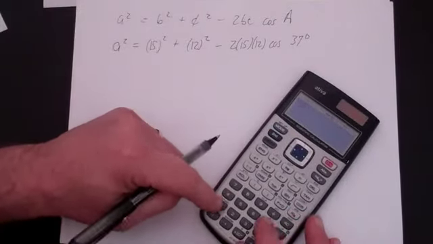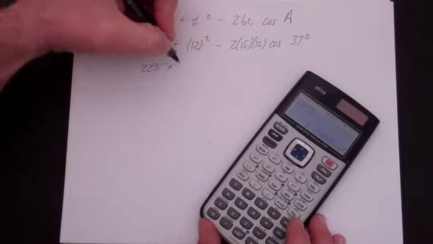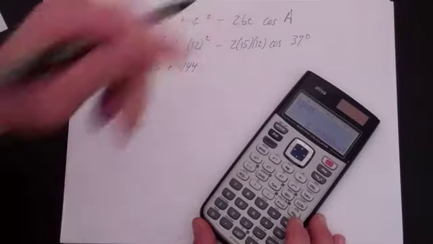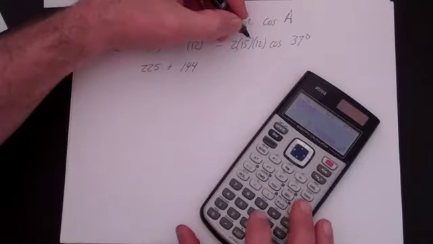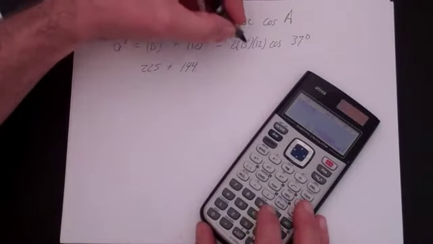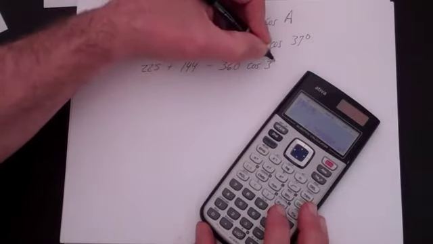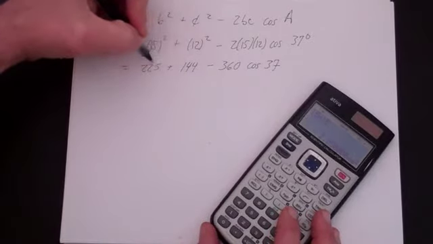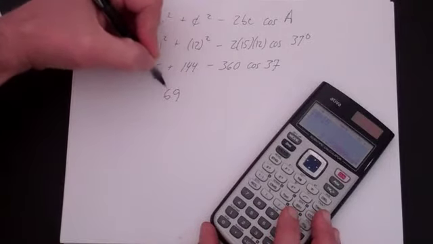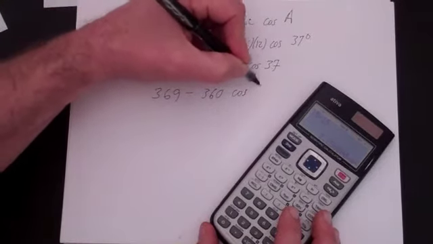15 squared, let's see what that is. That's 225. Plus 12 squared is 144. This is 2 times 15, that's 30. 30 times 12 is just 360. Cosine 37. Let's add these two together. That's 369 minus 360 cosine 37.